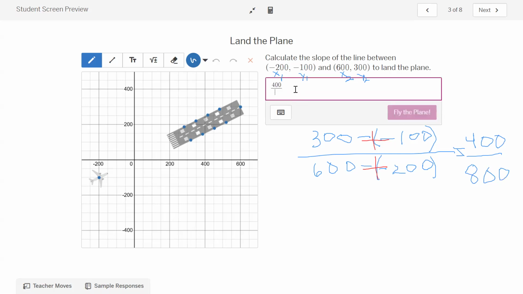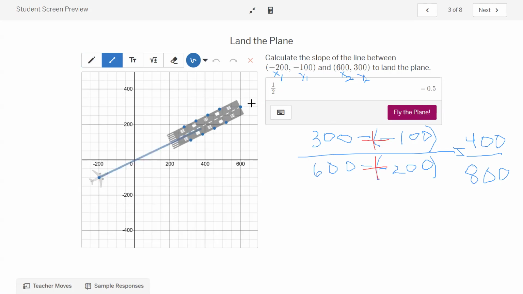If I did 400 divided by 800 on here, it does give me 0.5, but I do want you guys to know how to simplify. If I did 400 divided by 800, that would simplify to 1/2. So the slope of this line should be 1/2.